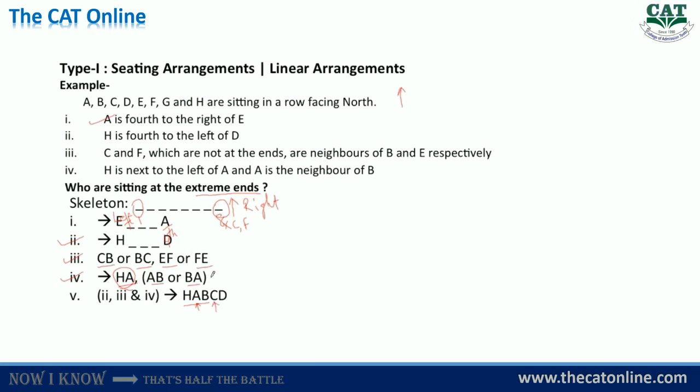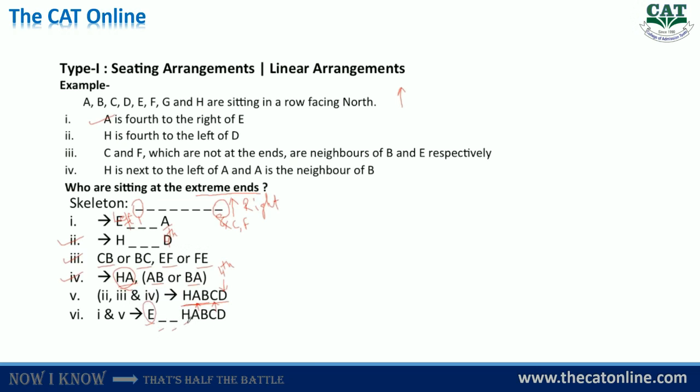And what else did you know from the second statement? That D is sitting fourth to the right of H. So this is first place, second place, third place. D will come over here at the fourth place. So you have an arrangement of 5 people sitting over here. There are 8 people and you have arranged 5 people till now. Now one clue is also giving you the statement that towards the left of A, E is sitting. So what you can do, E is fourth to the left of A. So this is first place, second place, third place, fourth.